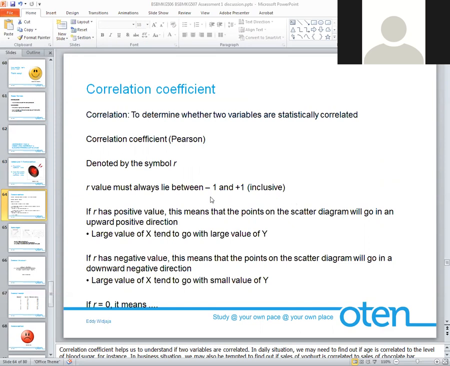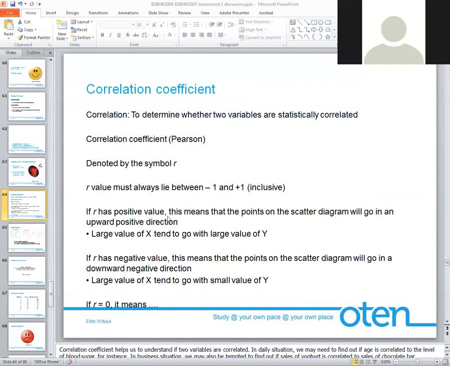So if your correlation coefficient value is, let's say, -1.1, or +1.05, then there should be something wrong. You need to revisit your calculations. Okay, now this is important.